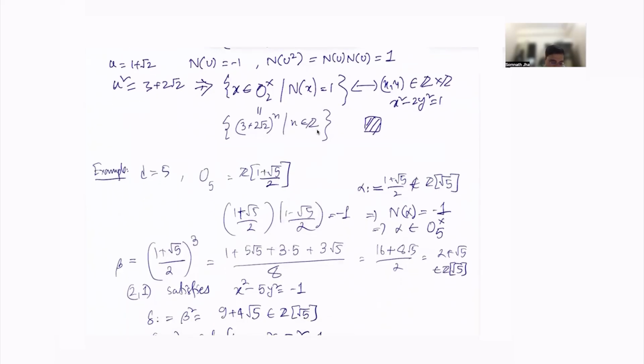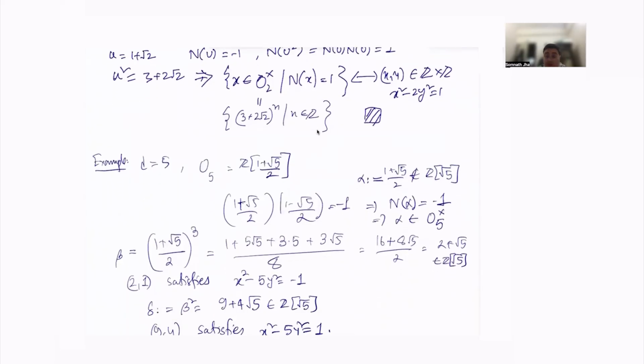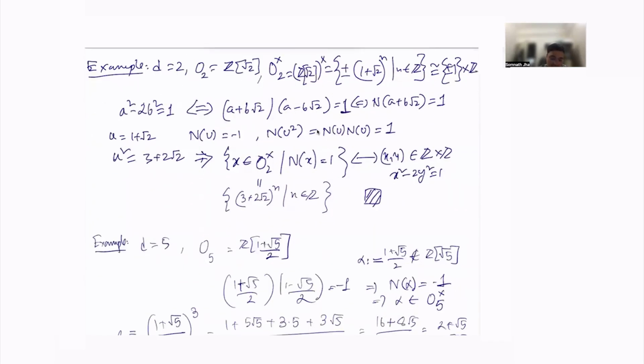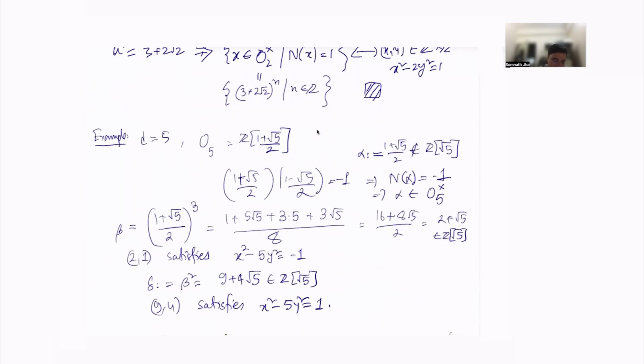Now we define beta to be equal to alpha cube, ((1 plus root 5)/2) to the power 3. Then in the denominator you have 8, and in the numerator you have 1 plus 3 root 5 plus 3 into (root 5) square, so 15, plus (root 5) cubed, 5 root 5. That gives 2 plus root 5. This belongs to Z[root 5]. So you look at 2 plus root 5, which is 2 plus 1 into root 5, so x plus y into root 5, and this pair (2, 1) satisfies x square minus 5y square equal to minus 1.